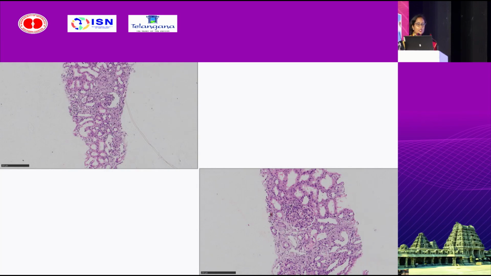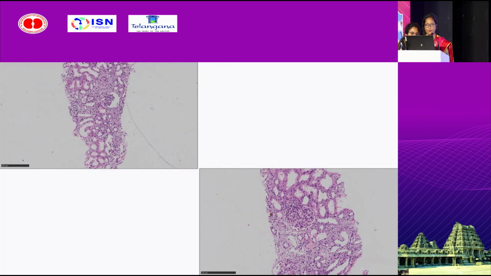This glomerulus here shows, oh, I'm not getting a pointer. Sorry, I'm not getting a pointer here. This one? No. It's not taking. Okay, just a minute. What is this? Laser pointer. Please move aside a little. Yeah. Thank you so much.